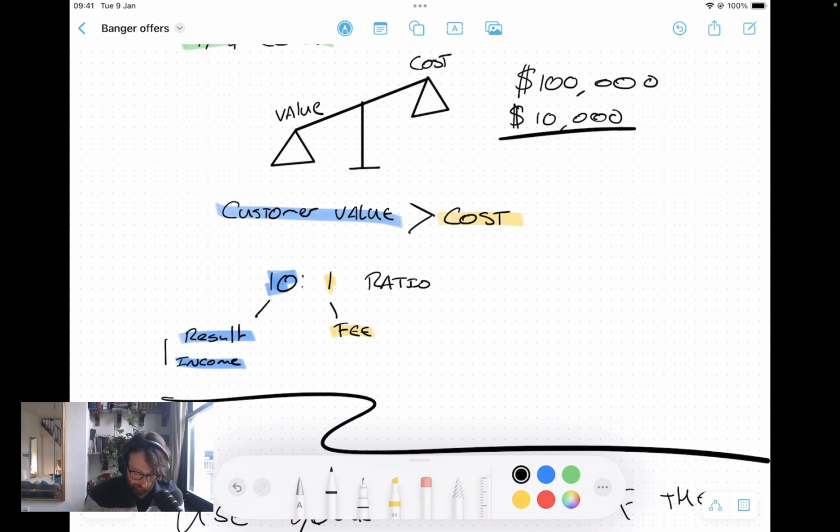The 10 is going to be the result and what the result is worth, or it's going to be their level of income. If they have $50,000, they might want to pay $5,000 spread over the year to get that result. Okay, 10-to-1. It's a really simple ratio. It's not an ironclad rule, but it's a good sort of guideline to get you started and to get people in.